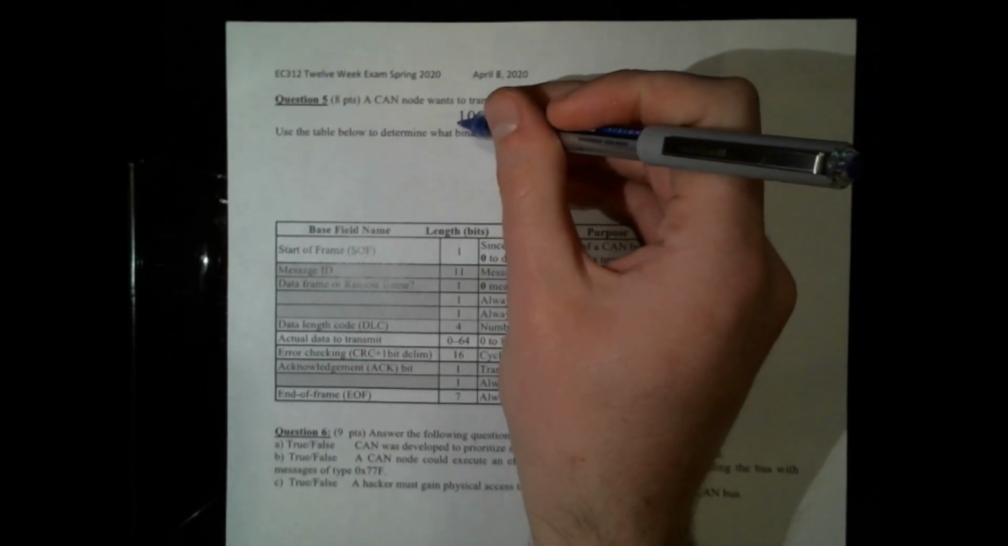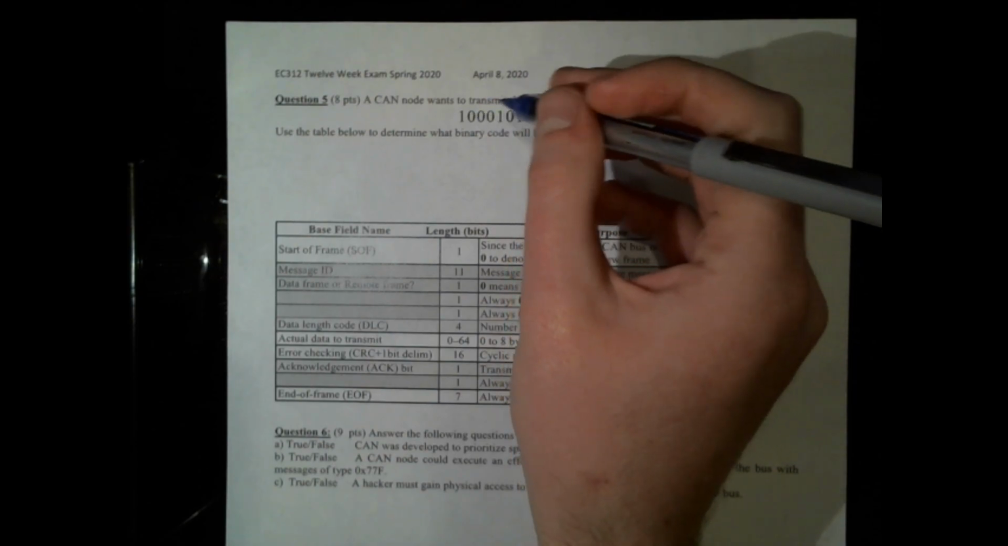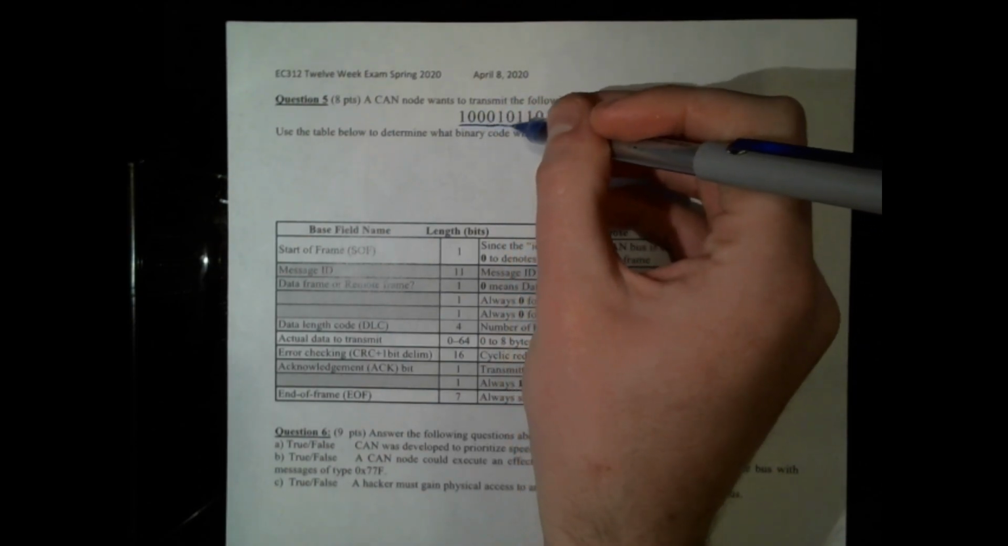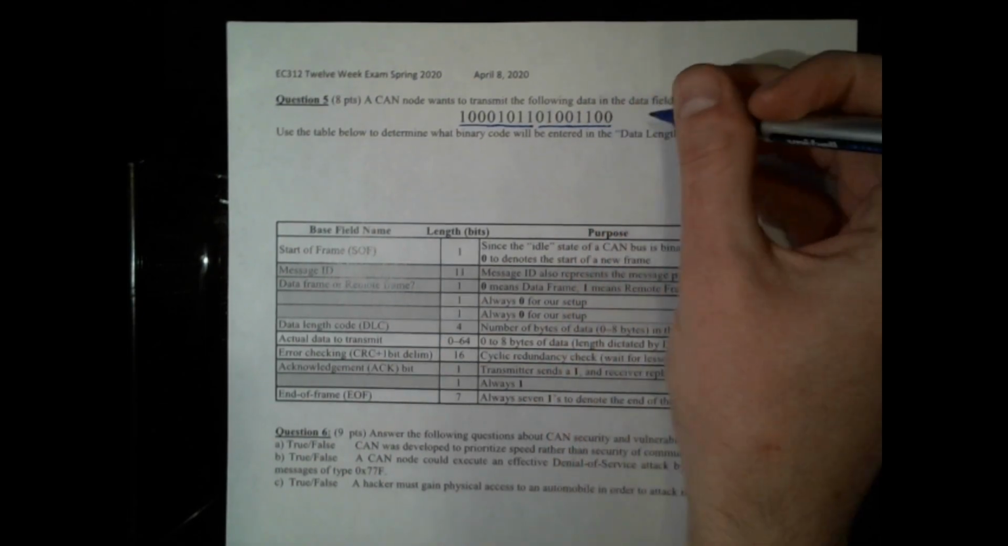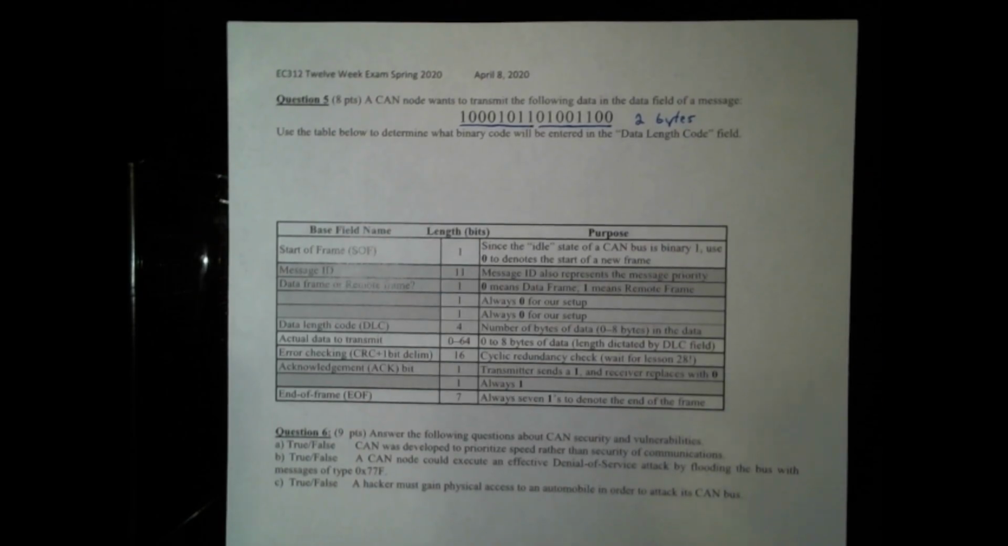So what we need to know to fill this out is, how many bytes of data do we have here? And keep in mind there are 8 bits in a byte. So we can look at 4 and 4. That's 1. Another 4 and 4. That's 2 bytes. And so what we're going to put into that data field is 2.